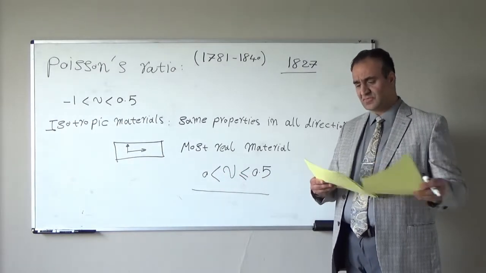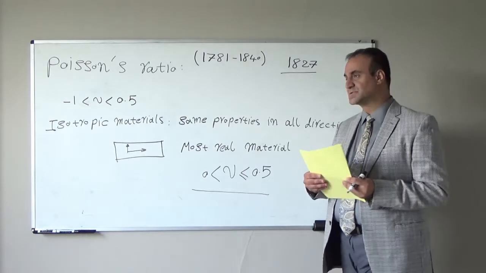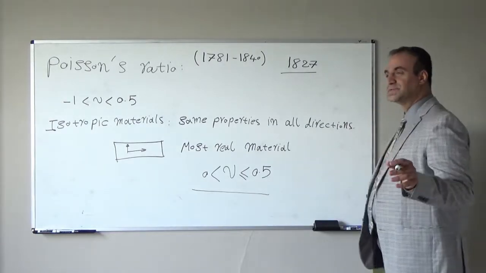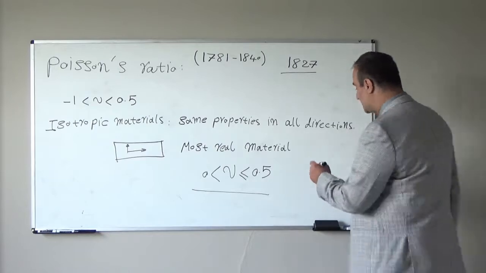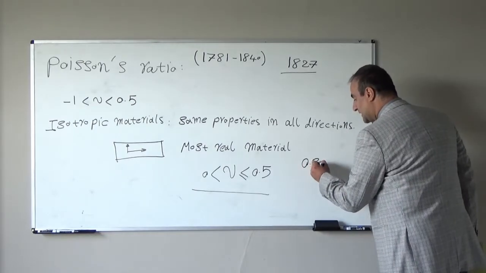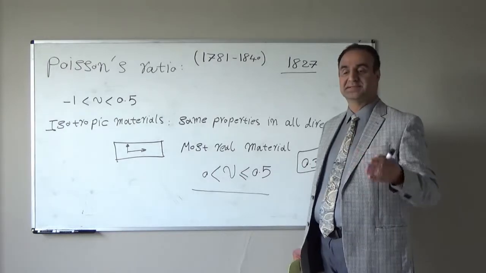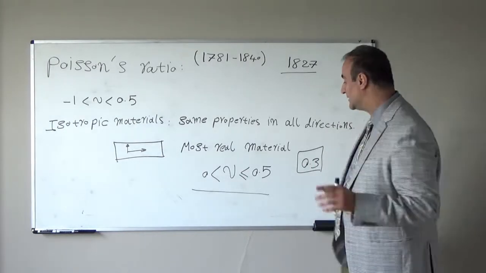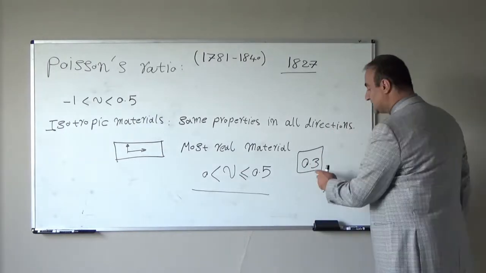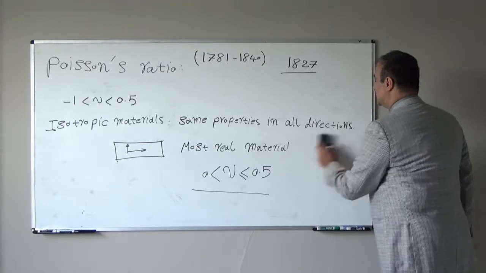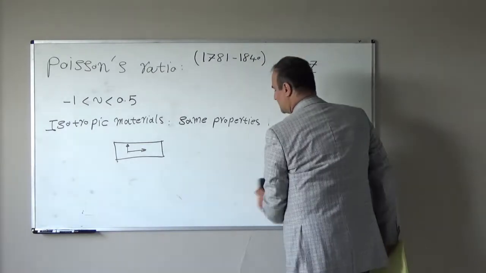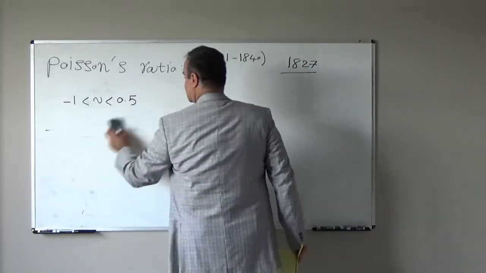Let's look at some material Poisson ratios. For most metals, the Poisson ratio is close to 0.3. Depending on whether it is copper, aluminum, or steel, it is a little bit different, but for most metals it is in the 0.3 range. So let's look at some other materials.